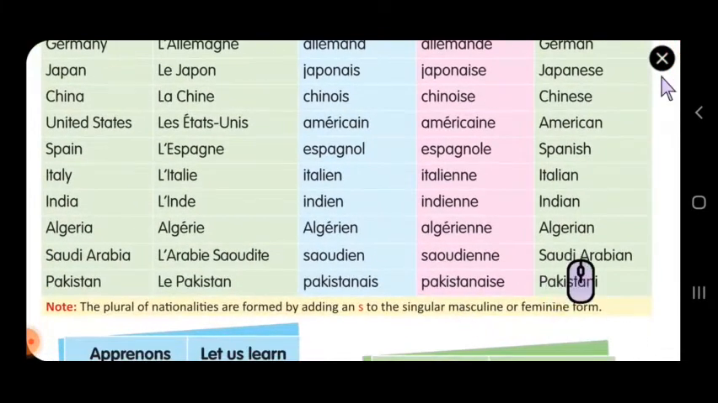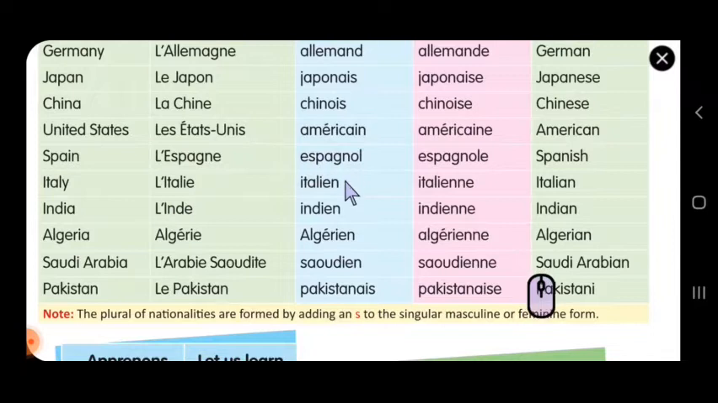So the next country is Spain. Spain is called l'Espagne in French. The nationality is called Espagnol. Espagnol, Espagnol. That is Spanish. Next country is Italy. L'Italie is the name of the country. The citizen is Italien, Italienne.